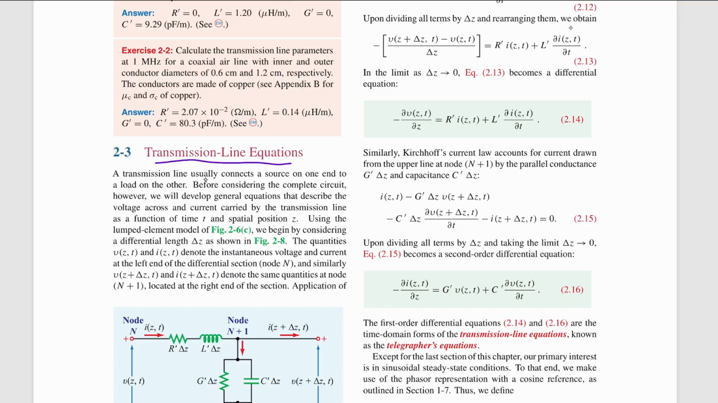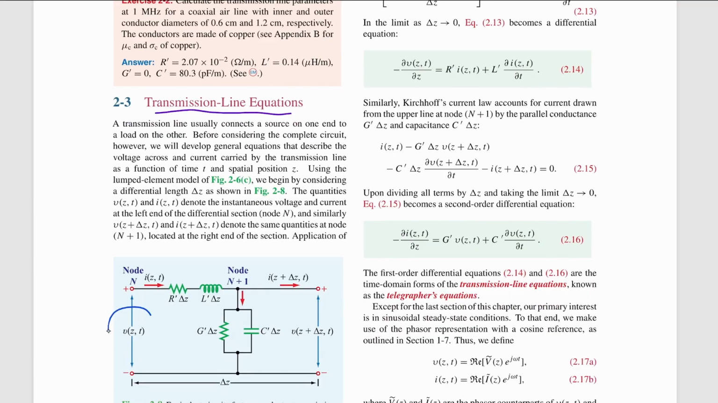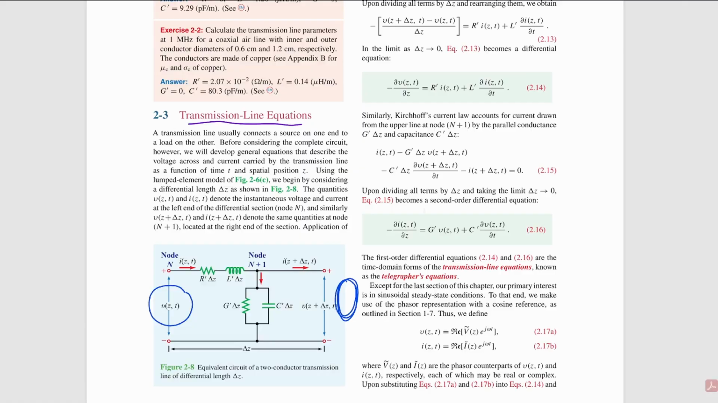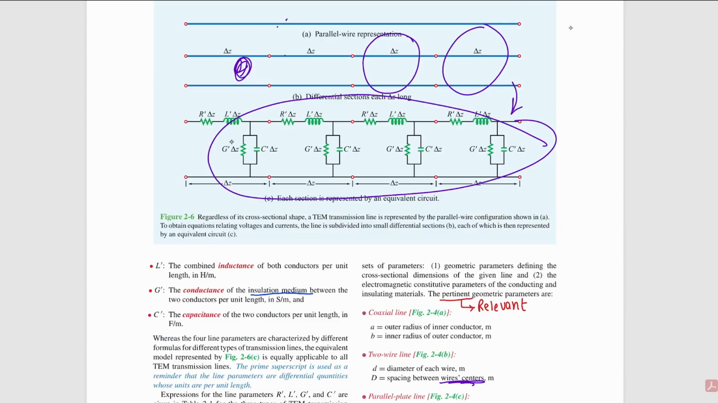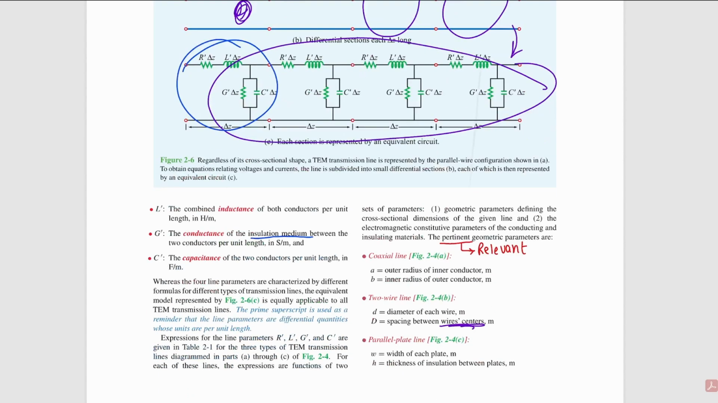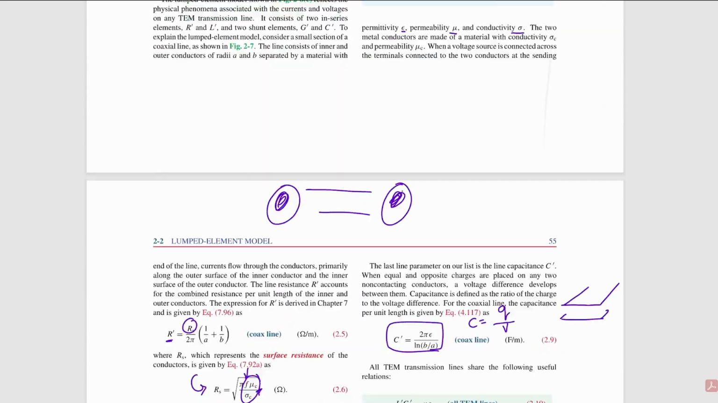A transmission line usually connects a source on one end to a load on the other end. So here we have a source, and here we may put some sort of load. Before considering the complete circuit, however, we'll develop general equations that describe the voltage across and current carried by the transmission line as a function of time and spatial position. So we just took a small part of this previous model. We took one of those parts, and then we will discuss the voltage and current across it.